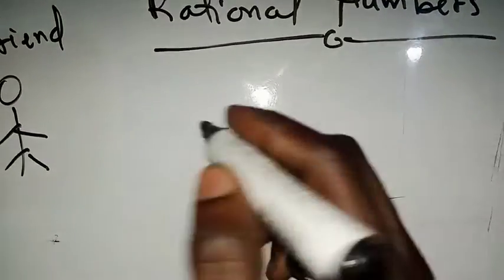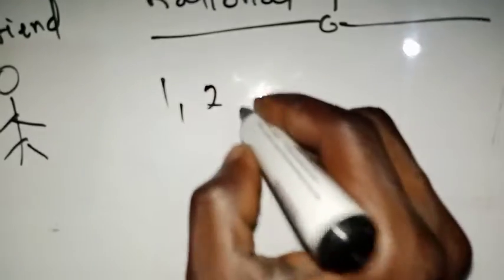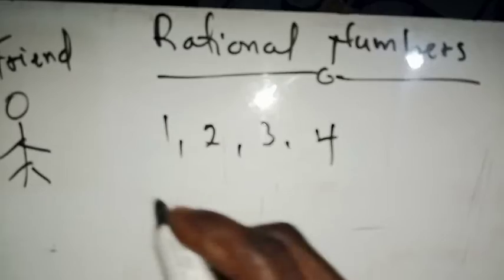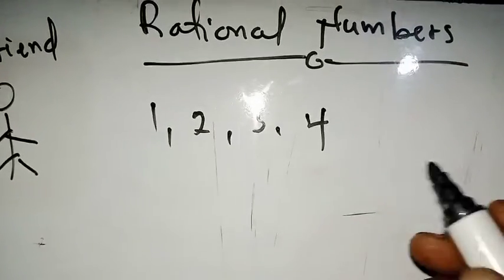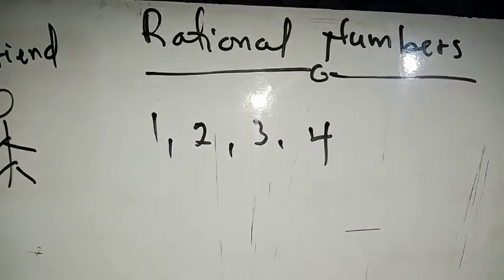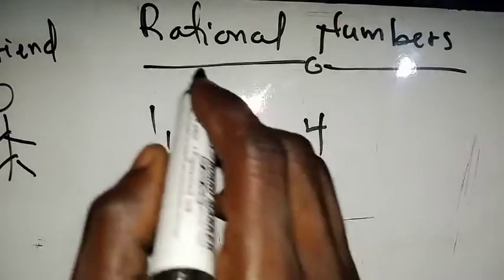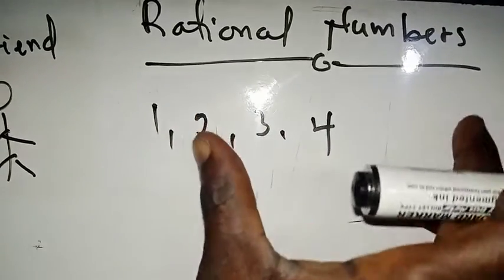The analogy here is how can we identify a rational number? This is just a number: one, two, three, and four. In some cases you can call these whole numbers, or counting numbers, and so on and so forth. But the aim of this video is to know all about rational numbers.